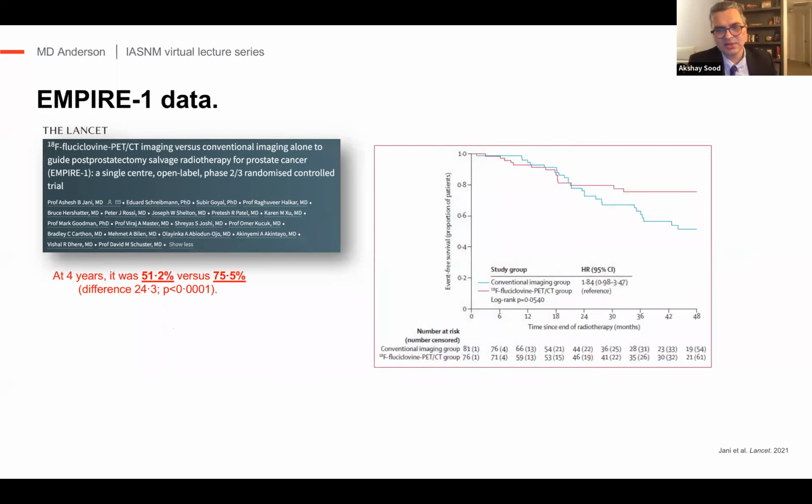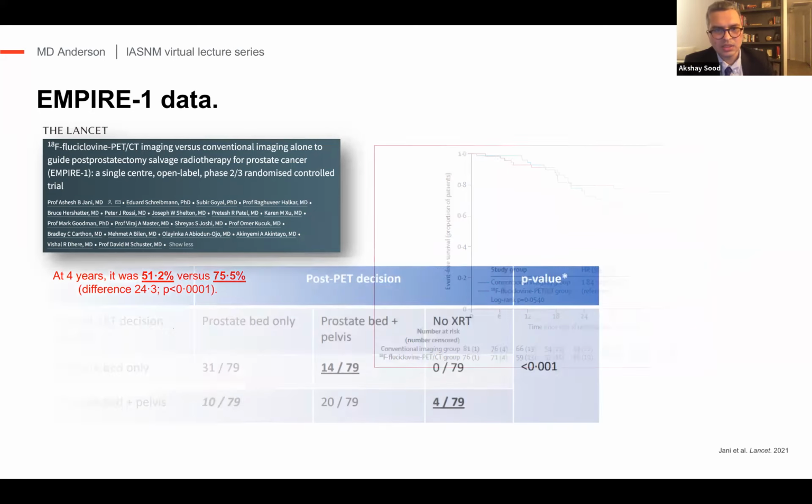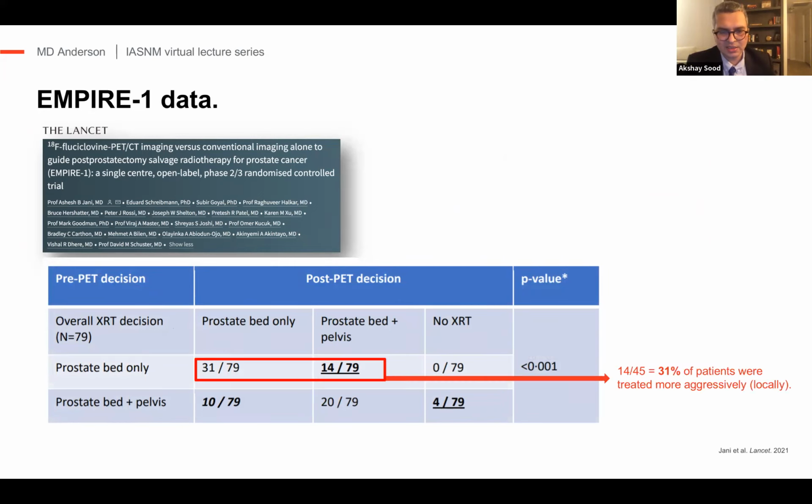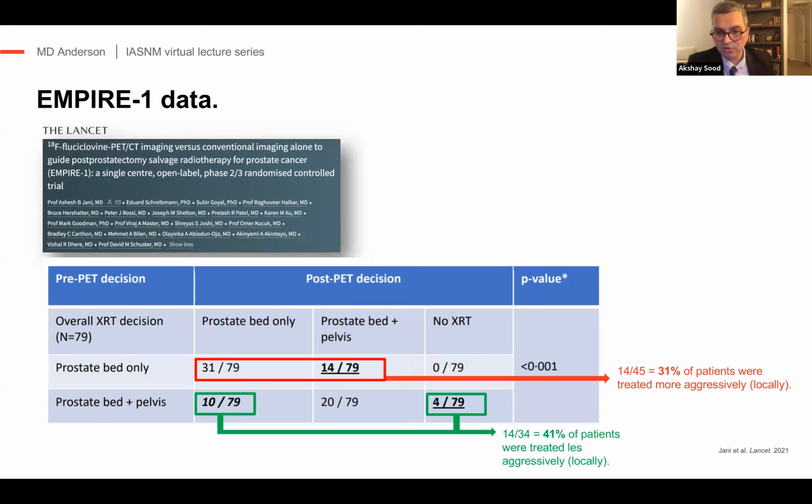What they see here is the difference in the event-free survival Kaplan-Meier curve, and they find that at 4 years there was approximately 25% difference between the experimental and control arm, with the experimental arm doing significantly better in terms of control of disease. And this is from the supplement of the paper. Here you can see that not all patients just get treated more aggressively. Some people get treated more aggressively and some get treated less aggressively, but the overall outcome in the group is better. So it leads to both escalation and de-escalation of care for patients.